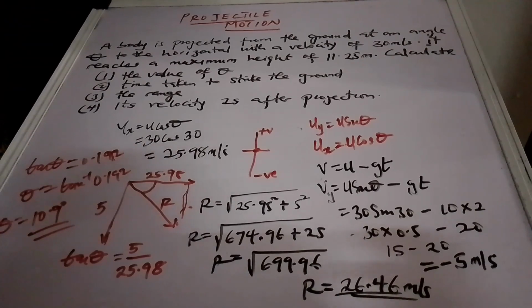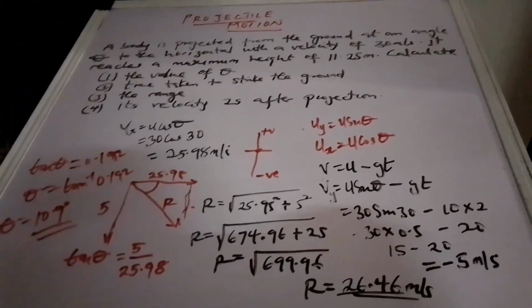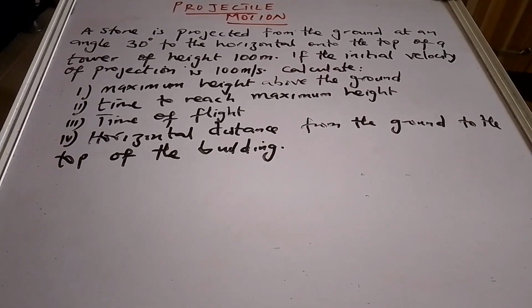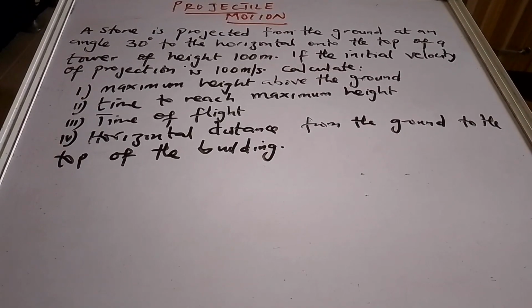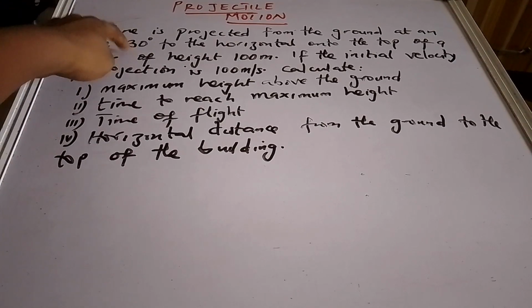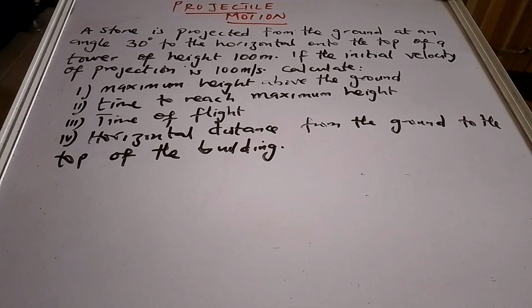Now let's look at the next example, which is going to be our final example, and I would like you to watch this video from the beginning to the end. Alright, let's look at this example. A stone is projected from the ground at an angle of theta to the horizontal. So that indicates that it's not a vertical projection, because it is at an angle theta to the horizontal.